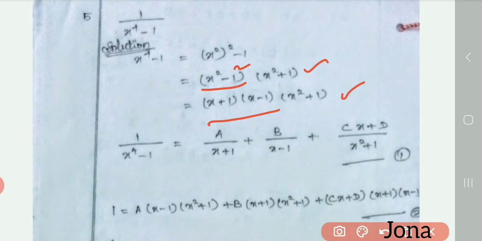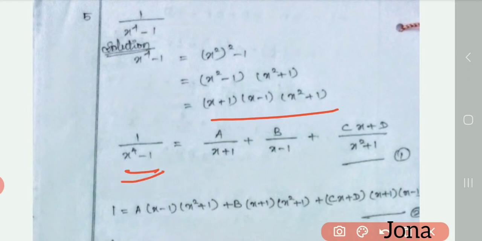Okay, now I got three factors for the denominator. So I want to split the fraction partially. So this is the given problem. 1 by x power 4 minus 1 equal to 1 by, this one is there, isn't it?